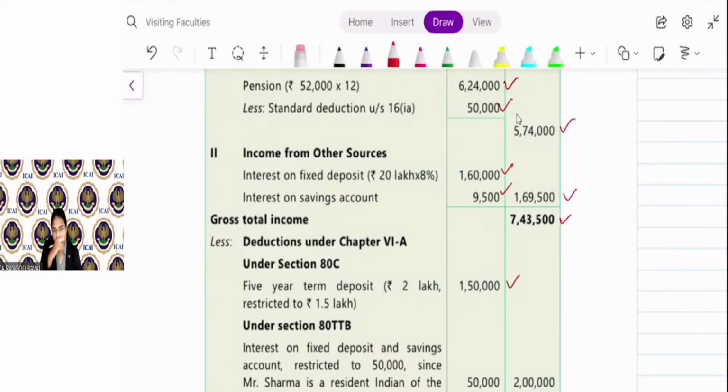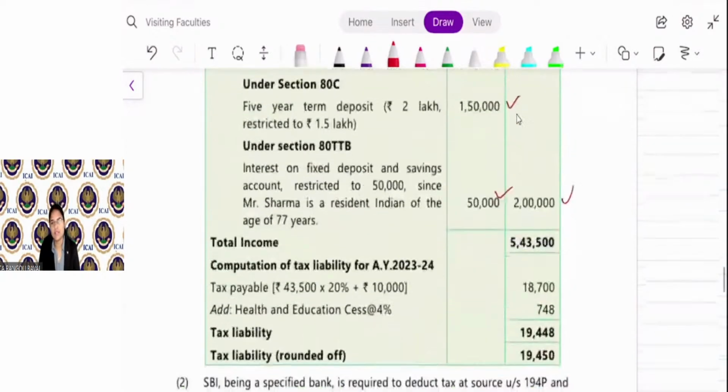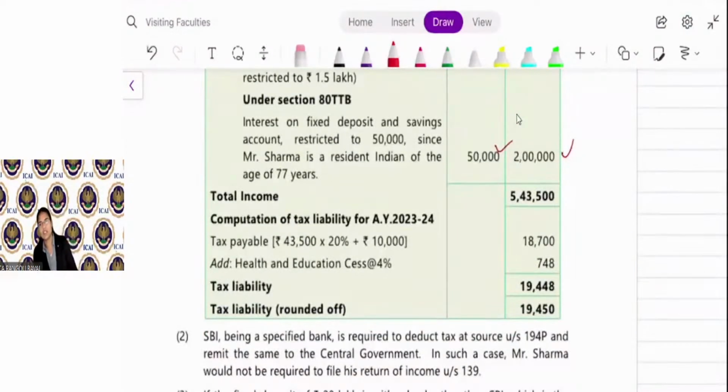And under section 80TTB for a resident senior citizen, a deduction of 50,000 is available on his interest on fixed deposit and savings account. So here the 50,000 deduction is available under section 80TTB. So total deduction comes to 2 lakh rupees. Now the taxable income is 5,43,500.